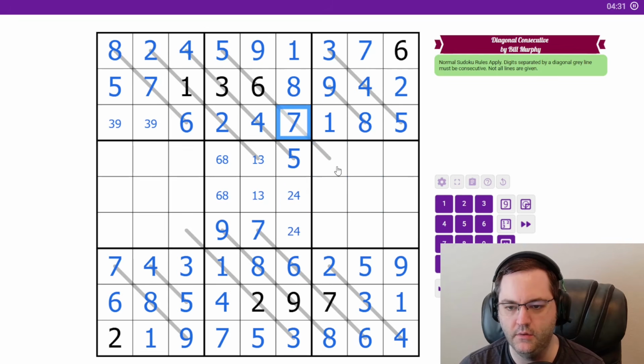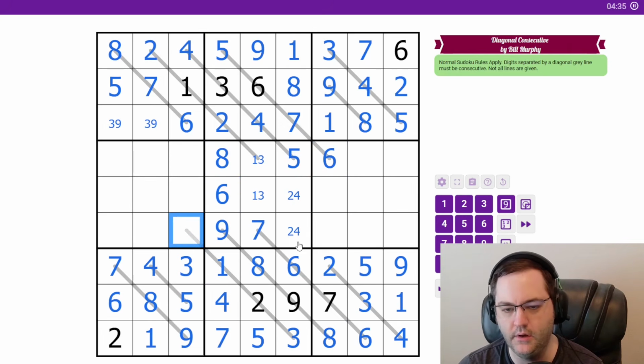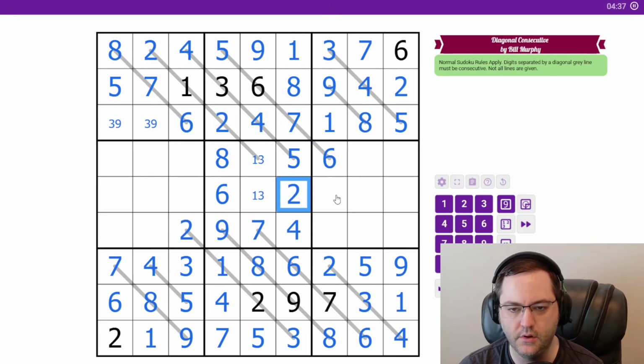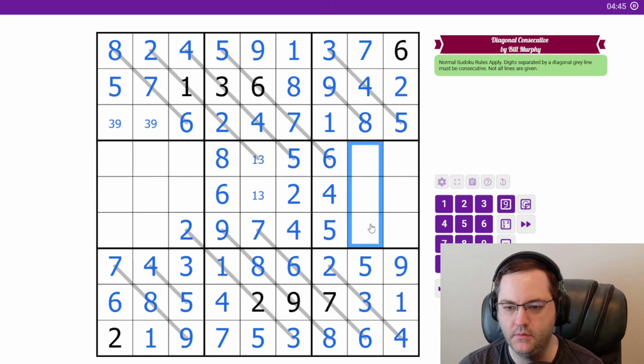Alright, the 7 now can't go next to 8. This must be 6. The 1 had to go next to 2 all along. I just missed that. Here we have 4 and 5, which we can do. We have 1, 2, and 9, which we can do the 1 for. Actually, we can do it all. We've got 2 2s now.